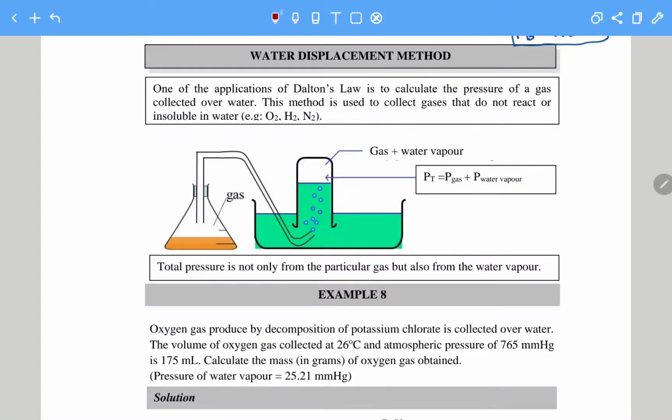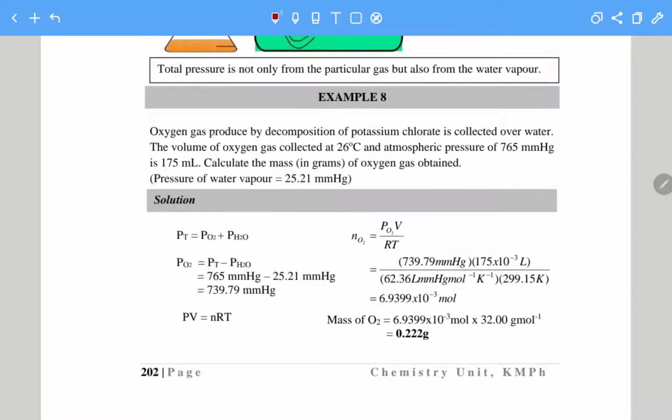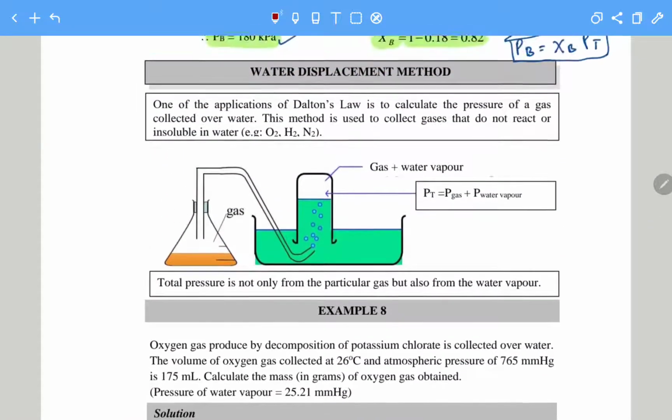Okay, so now kita continue with applications of Dalton's law. So far, teacher dah introduce to you guys what is the Dalton's law and also the equation related to Dalton's law. Sekarang ni kita belajar is application kepada Dalton's law, which is water displacement method ataupun dalam Malay kita panggil sebagai kaedah sesaran air.